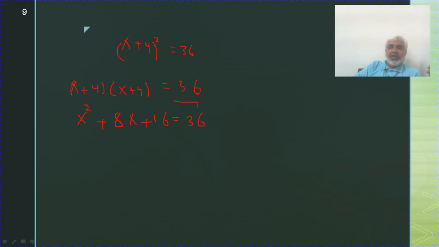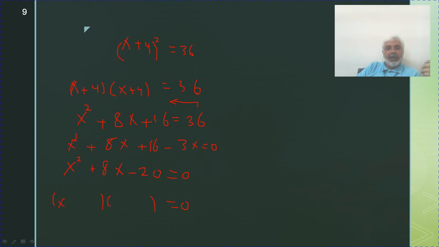This is a quadratic equation. Just shift 36 to the left hand side to make the right hand side equal to 0. Then you will have x squared plus 8x plus 16 minus 36 equals 0. Now simplify more: x squared plus 8x minus 20 equals 0. Try to factorize this.